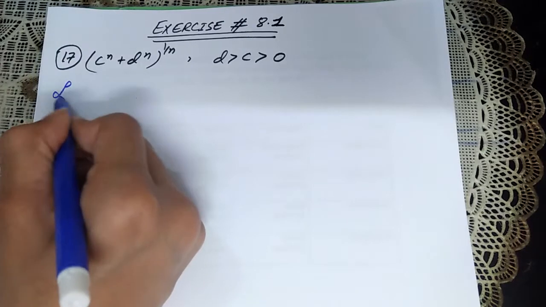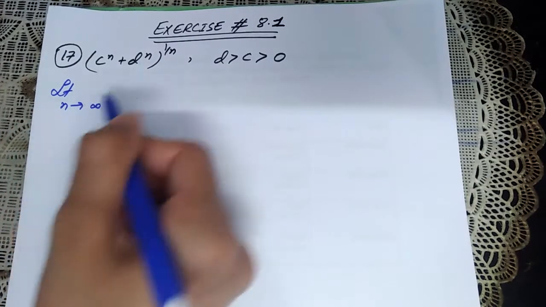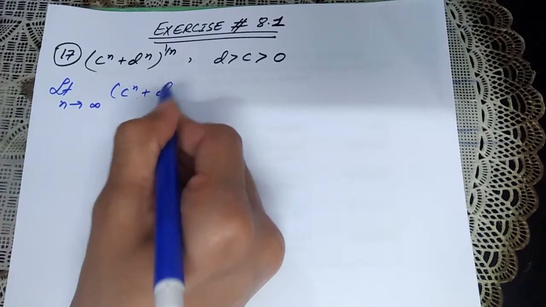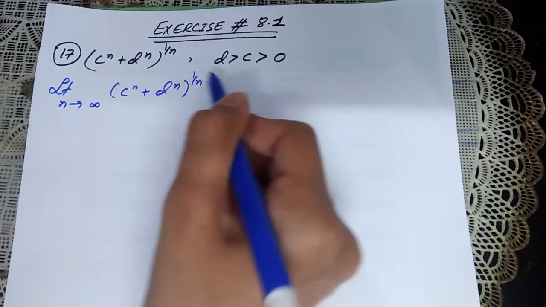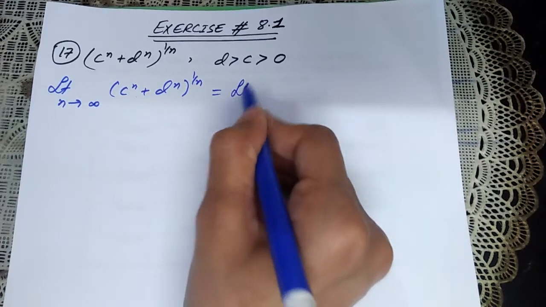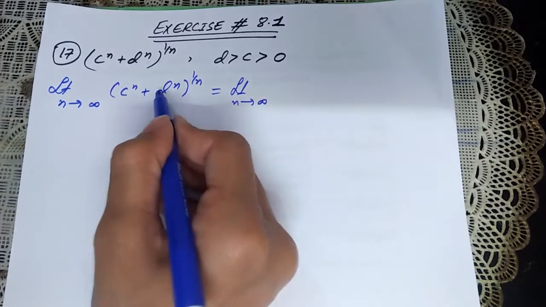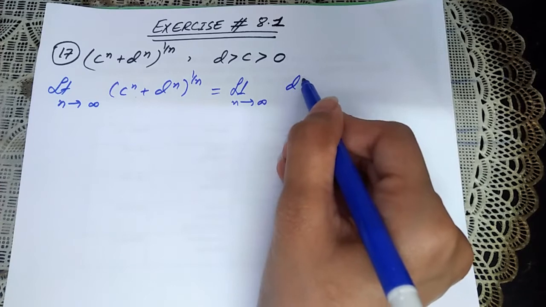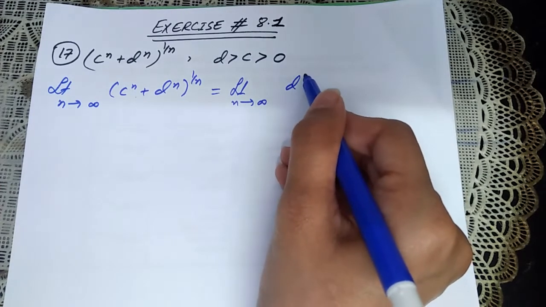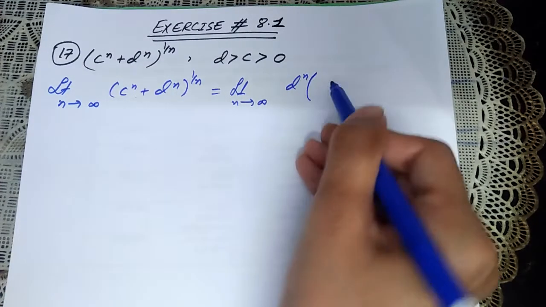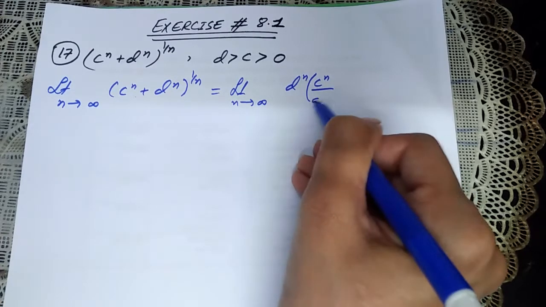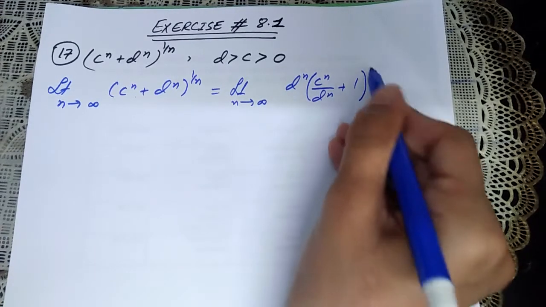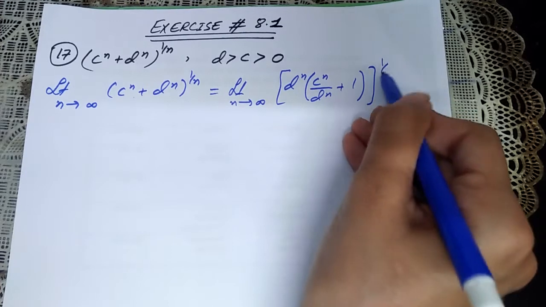Let's apply the limit. Limit n approaches infinity, (c^n + d^n) whole raised to power 1 over n. I can take d common outside. For example, if I take d^n common, it will be (c^n over d^n plus 1) and the whole power is 1 over n.